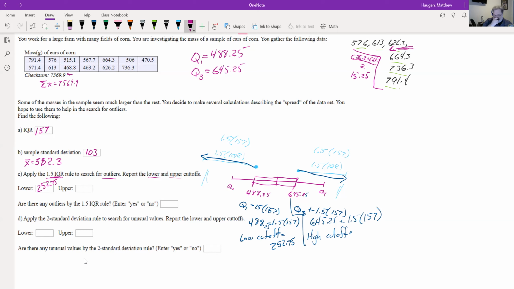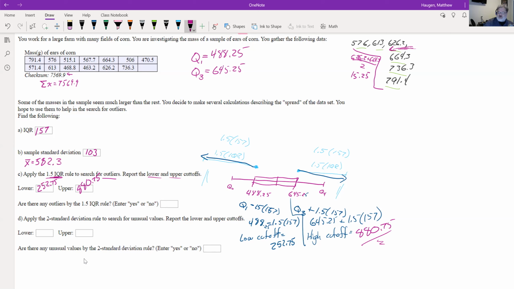So 252.75. The high one, 880.75. Anybody want to back that up? I can back that up. Awesome. 880.75. So anything over 880.75 or less than 252.75 we'll call an outlier.